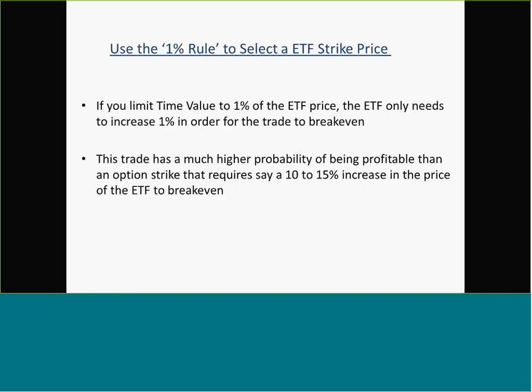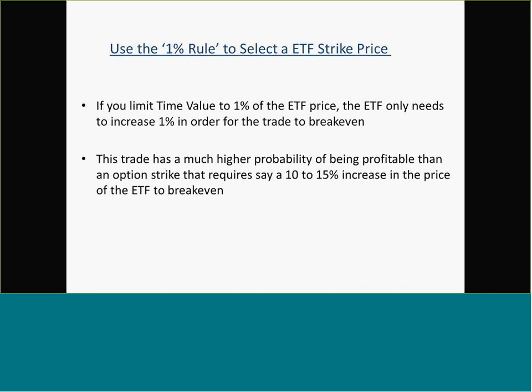So if we do that, then the underlying ETF only needs to increase 1% in order for the trade to break even. So if the underlying ETF only has to go up 1%, that obviously is going to have a much higher probability of being profitable than an option strike price that requires, let's say, a 10 to 15% increase in the underlying ETF to break even. So the goal is we want to have a profit with just a small increase in the underlying ETF price.